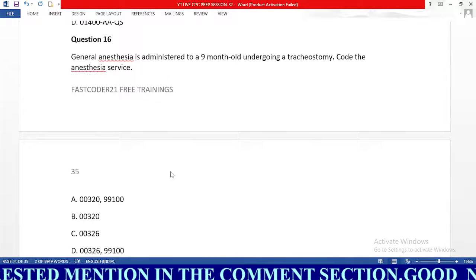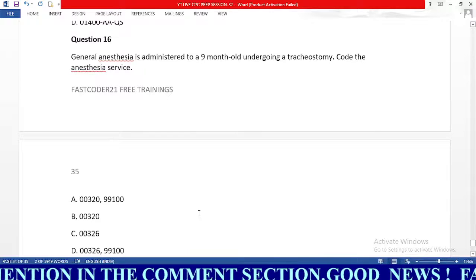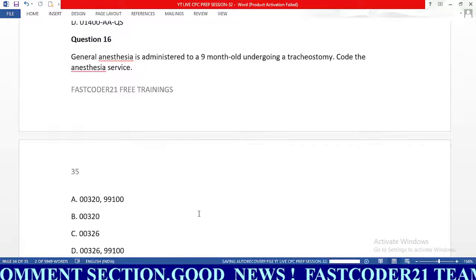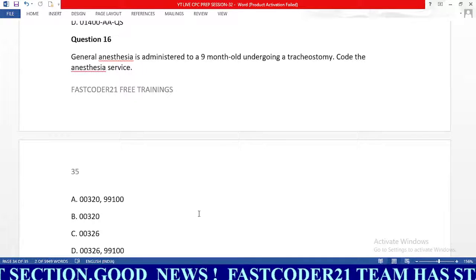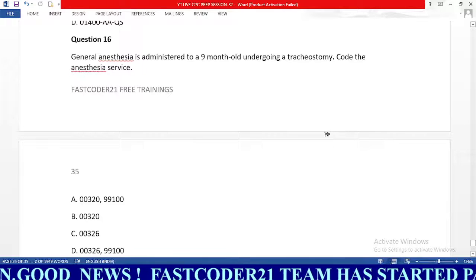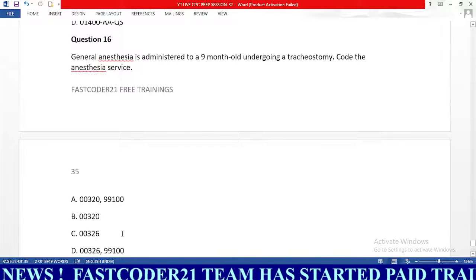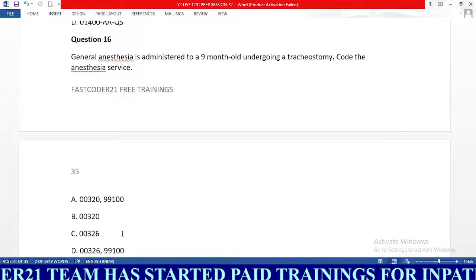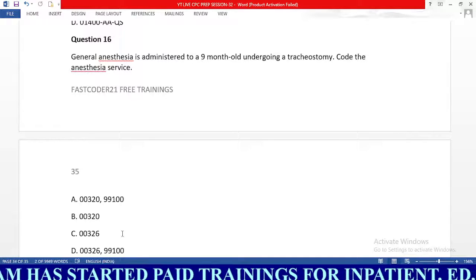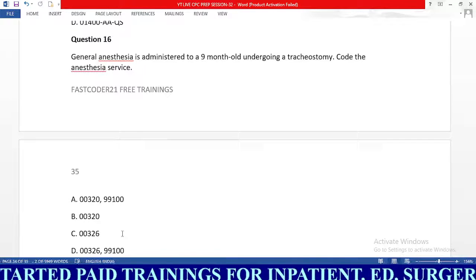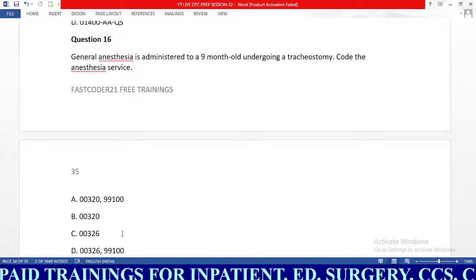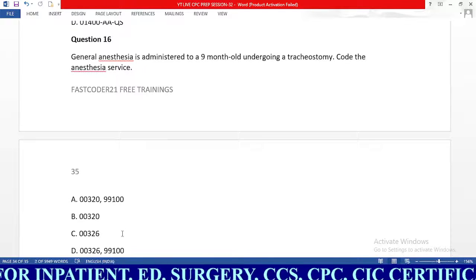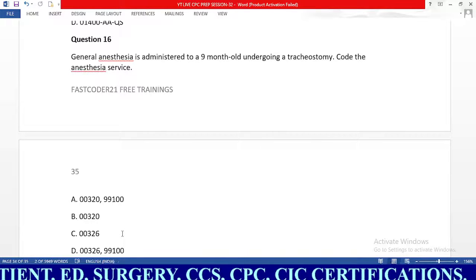Yeah, thank you guys. 00326 is the correct answer. If you check the description, anesthesia for all procedures on the larynx and trachea in children younger than 1 year of age. Our patient's age is 9 months old, so we need to code 00326. If you check 00326, in parentheses you can find do not report 00326 in conjunction with 99100. So we can't code 00326 and 99100 in the same session, as 00326 already contains children younger than 1 year of age. So our answer is C here, 00326.